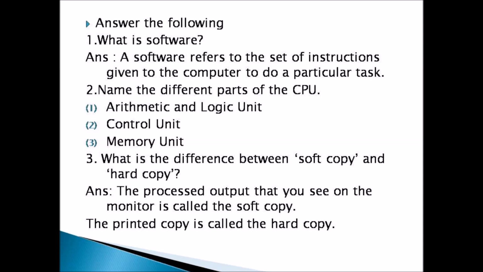Third one, what is the difference between soft copy and hard copy? The processed output that you see on the monitor is called the soft copy. The printed copy is called the hard copy. Okay children, read out all the questions, fill in the blanks, choose the correct answer. Write one or two answers and answer the following. Okay children, read out all the answers that I have given here.